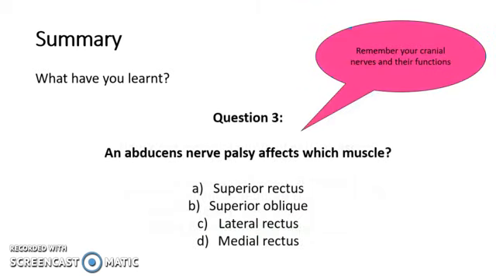And then the third and final question. An abducens nerve palsy affects which muscle? Is it the superior rectus muscle, the superior oblique, the lateral rectus, or the medial rectus? So remember your cranial nerves and the functions. So the answer is the lateral rectus. I remember it in the mnemonic SO4, LR6, EE3, meaning superior oblique, 4th cranial nerve, lateral rectus, 6th cranial nerve, and everything else, 3rd nerve.